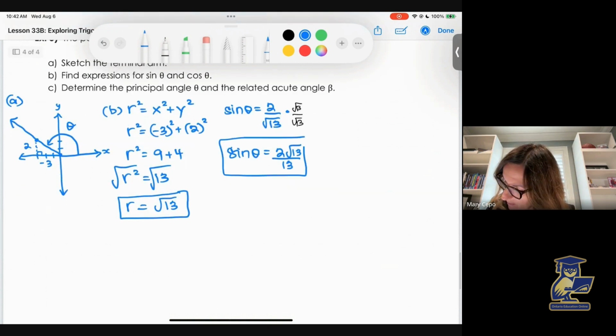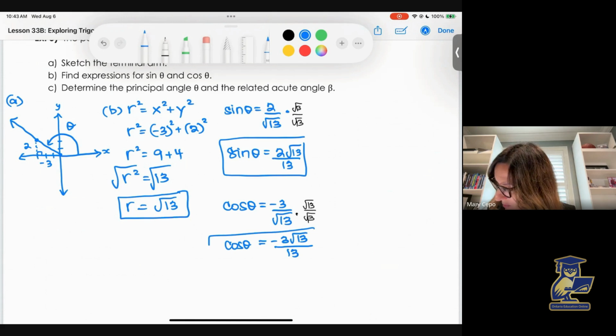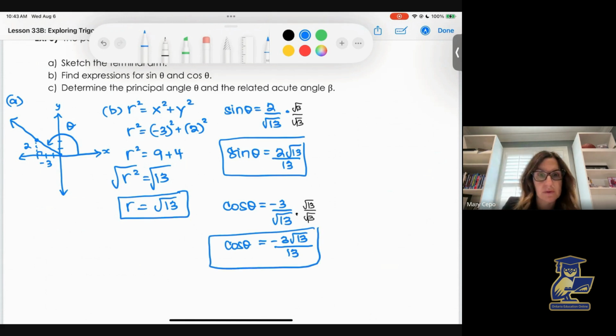Cosine theta is x, which is -3, over the radius, which is the square root of 13. We rationalize that denominator by multiplying it by itself. So we have -3 root 13 all over 13. Now, if you could reduce 3 over 13, you would, but because we can't, we leave it as exact. Please, no decimals.